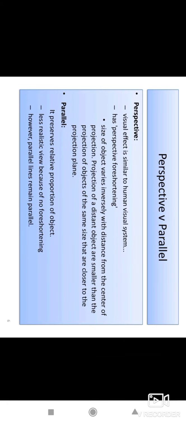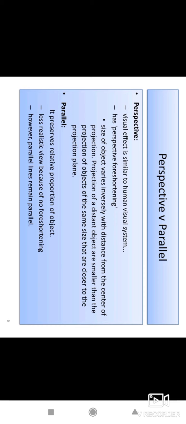So that is the foreshortening of our eyes. Parallel projection preserves the relative position or the size of the object, but it gives a less realistic view because there is no foreshortening. Here the parallel lines remain parallel. So parallel projection preserves the relative position of the object. It is used in drafting to produce scale drawings of three-dimensional objects, because an accurate view of the various sides of an object is obtained with parallel projection.